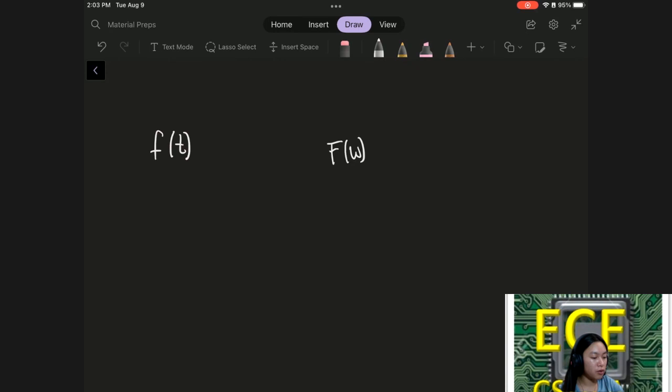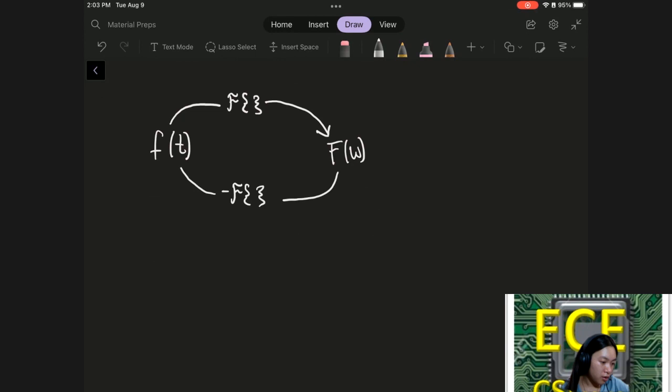So in order to go from the time domain to the frequency domain, you use the Fourier transform. And it goes to here. And if you have the frequency domain and you want to go to the time domain, you use the inverse Fourier. And it's like a little cycle. It's like the circle of life for signals.